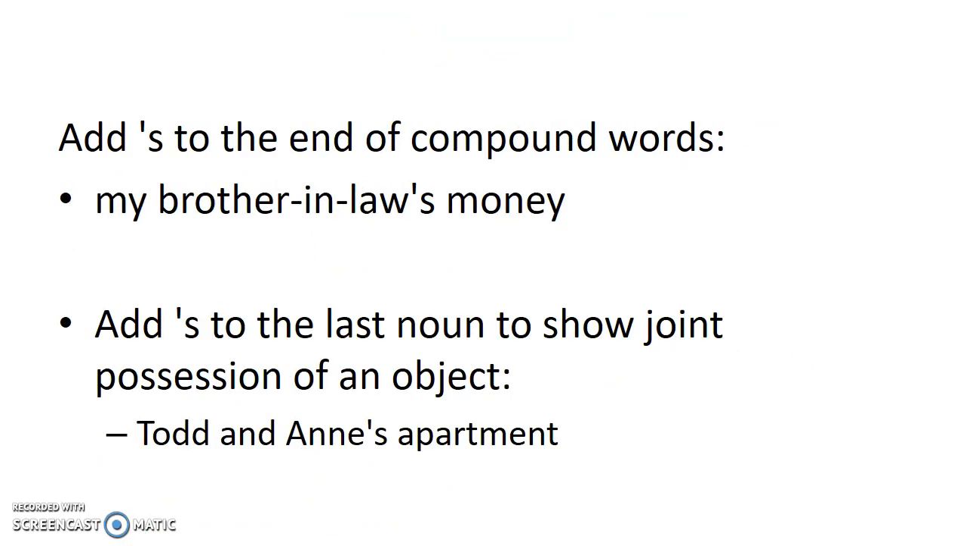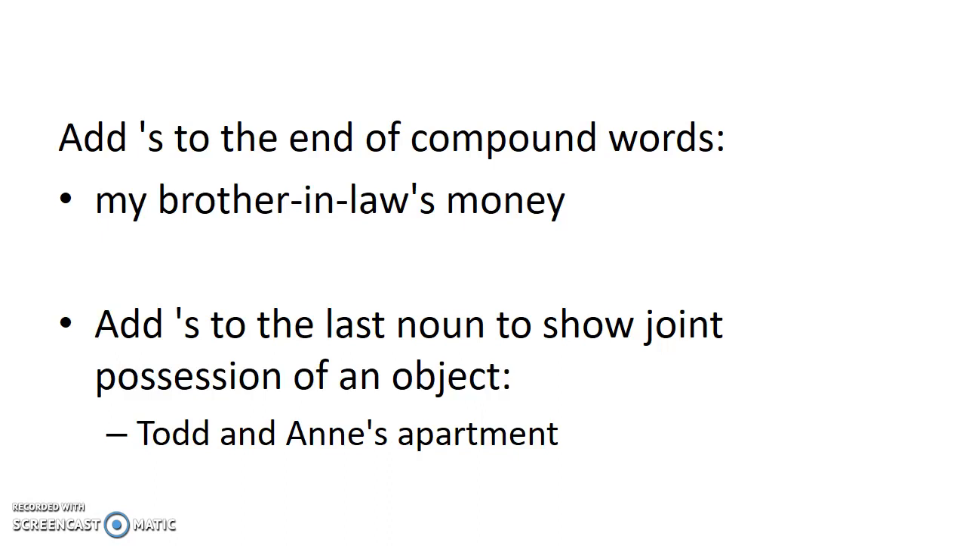Add apostrophe s to the end of compound words. Now, these are higher level grammar questions that even copy editors at magazines get wrong. I just found a few of these in magazines. I'm like, oh. You often see my brothers-in-law's money. I'm like, if you have multiple brothers-in-law, that might work. But if you just have one brother-in-law and it's his money, then you're hyphenating, right? You have brother-in-law, it's hyphenated. You only put it at the end. You don't need to put any s's there in the middle.